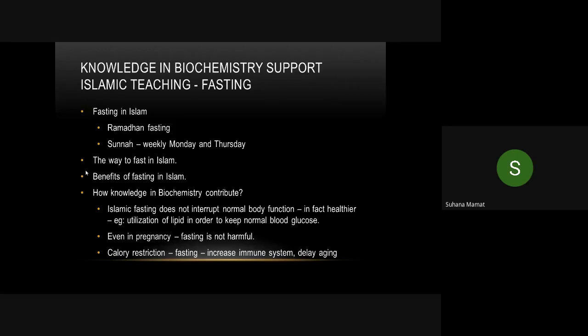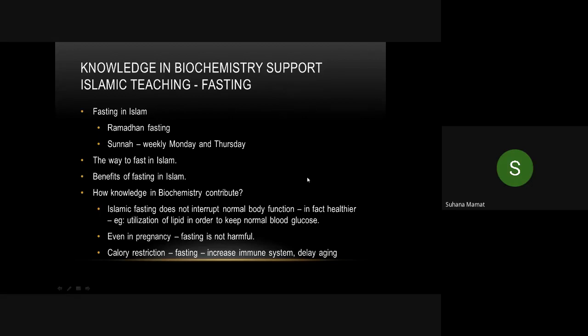So this is in contrast with other cultures or other religions that also encourage their followers to do fasting, but they fast for more than 8 hours. For some cultures, if I'm not mistaken, they fast for many days, allowed to drink but no food at all for many days. So this is totally different from Islamic fasting. So Islamic fasting does not interrupt the normal body function.